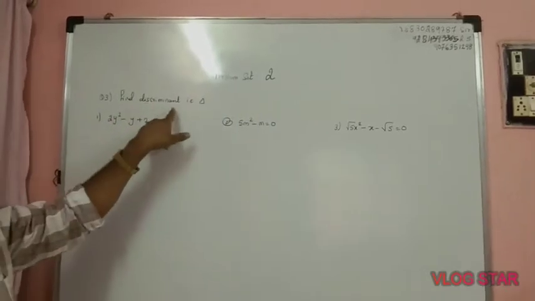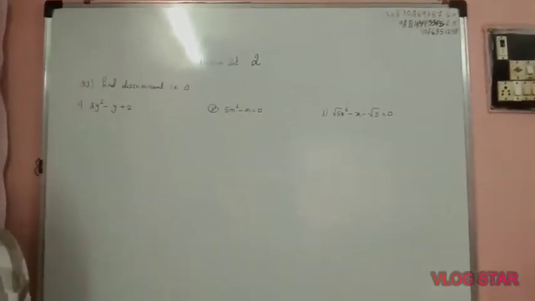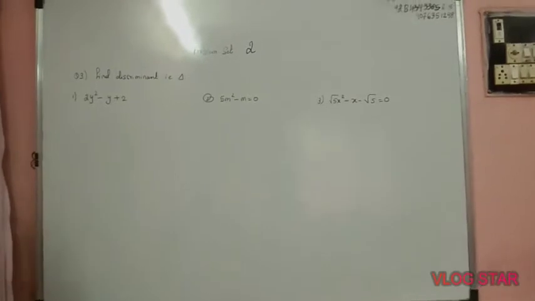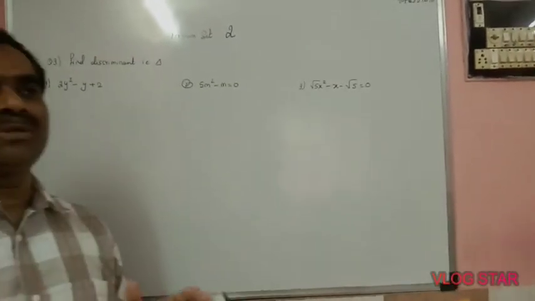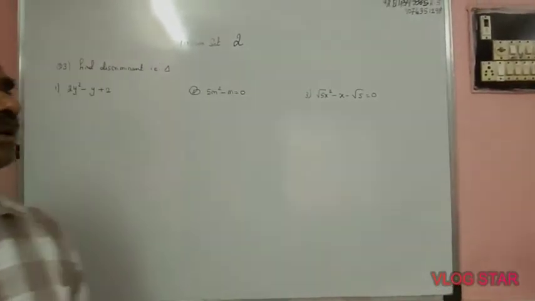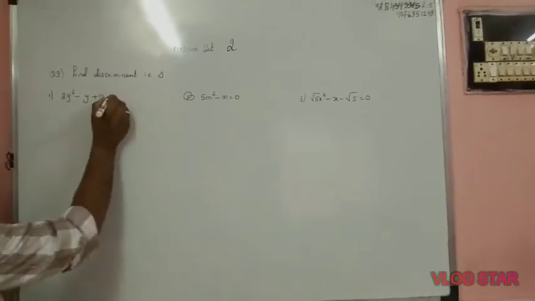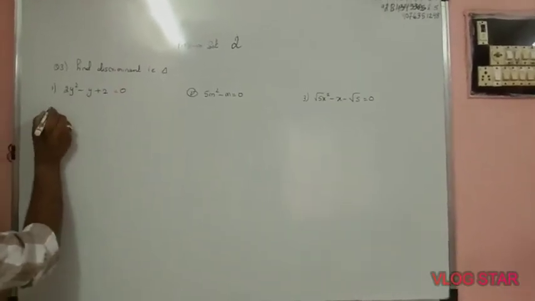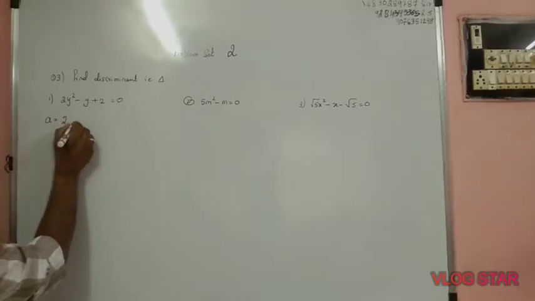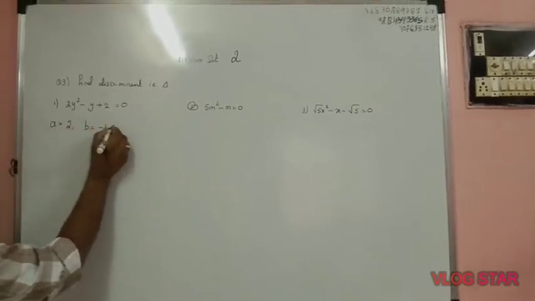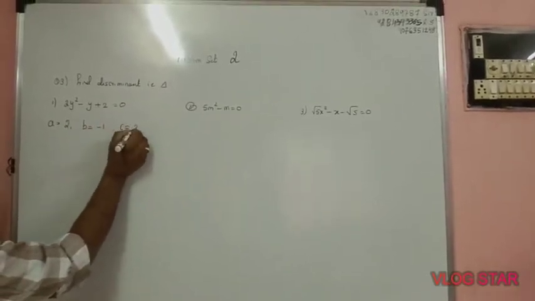Find the discriminant. Discriminant is what? Delta. Previous also मैंने समझ लिया था. Delta का मतलब होता है we have to find what? B square minus 4ac की वैल्यू फाइंड करना है. So कैसा होगा? First find what? A की वैल्यू है. A is what? 2. B is what? Minus 1. And C is what? 2.